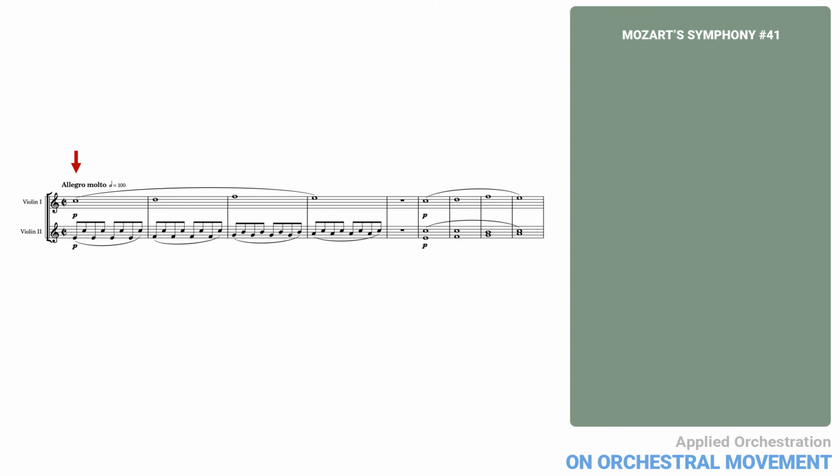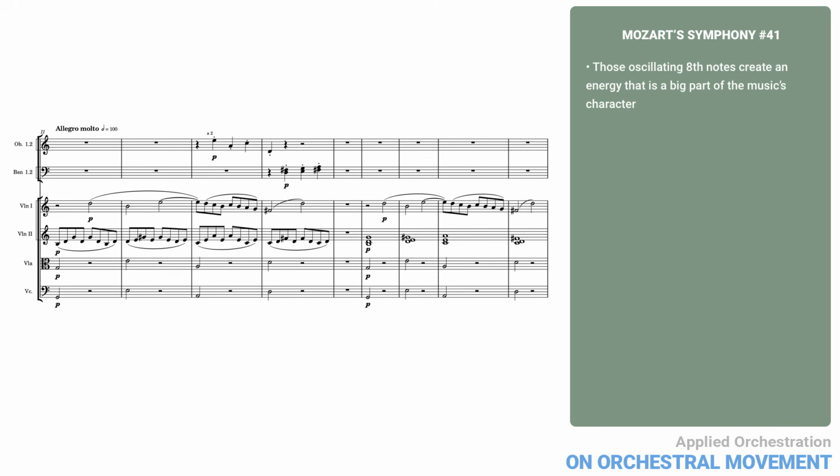The first 4 bars are the music as written by Mozart. The other 4 bars are harmonic reduction. The harmony and orchestration are the same, but the overall effect is quite different. Those oscillating eighth notes create an energy that's a big part of the music's character. Another example from the same piece.